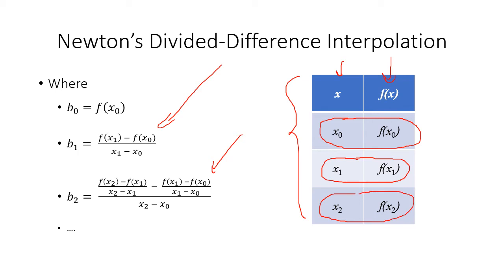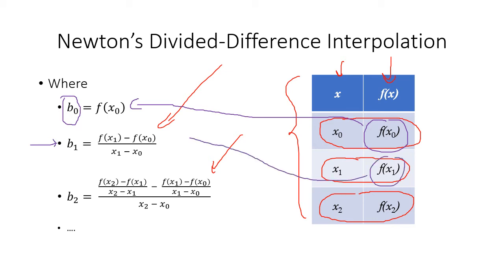So using these given data points or using this table, we can calculate the value of those coefficients. So for example, the value of b0 here using this table will be simply f of x0 that will be given in the table. Then the value of b1 will be calculated by substituting f of x1 from the table here.